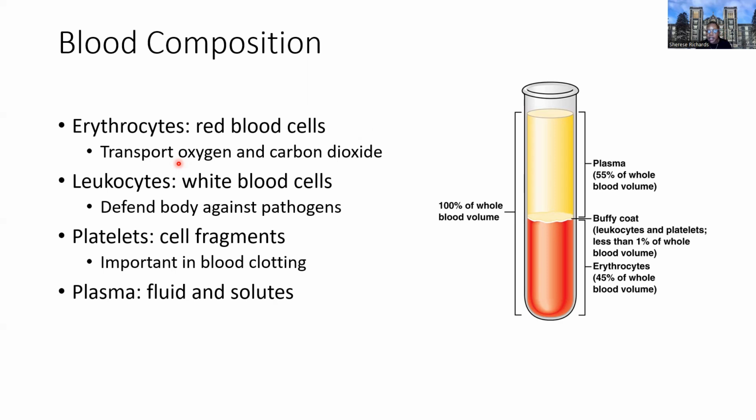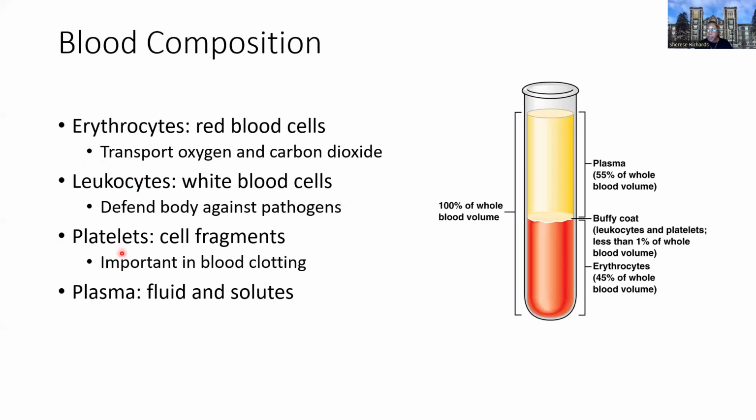Leukocytes are another cell type in blood, and they are a much smaller number. Together, leukocytes and platelets are about 1% of total blood volume. Leukocytes are our white blood cells. They are immune cells. They help to defend the body against pathogens, viruses, bacteria, etc. So leukocytes are a line of defense found within the blood to help begin to mount an immune response if there's any pathogen in the blood.